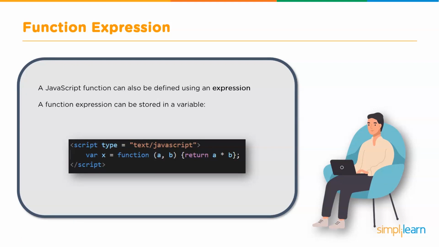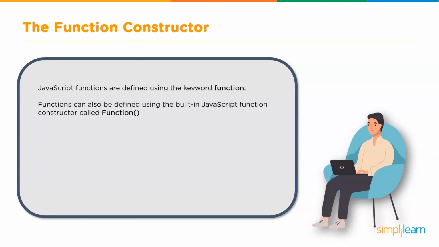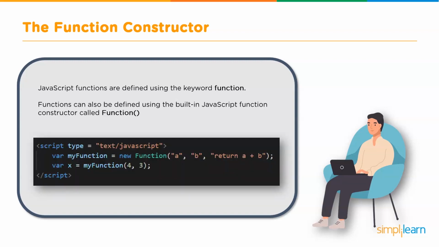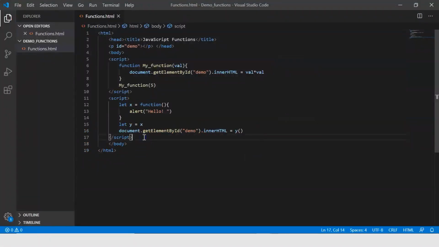Moving on to our next concept, function constructor. Now JavaScript functions are defined using the keyword function, right? Now functions can also be defined using a JavaScript built-in function. Now this is the basic syntax. So here we've created a function called myFunction and we've used the keyword new, after which we've used the constructor function and inside we provide the parameter list. After that, the return value. Next you can call the function here, right? So let me just go back to my VS Code. And now let me just make changes to the same piece of code here.